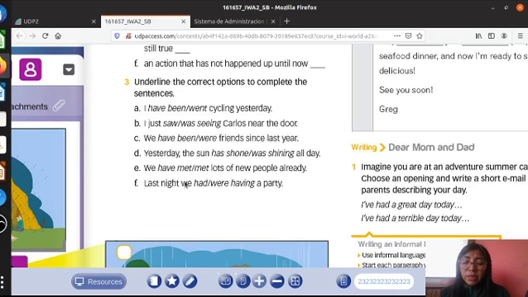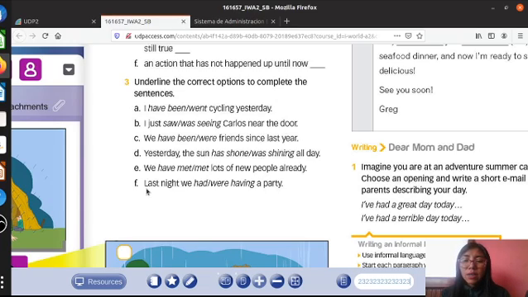We have met or we met a lot of new people already. Okay, what do you have to use in this case? Okay, in this case we are going to use present perfect. We have met lots of people already because that is a recent action. Okay, es una acción reciente.